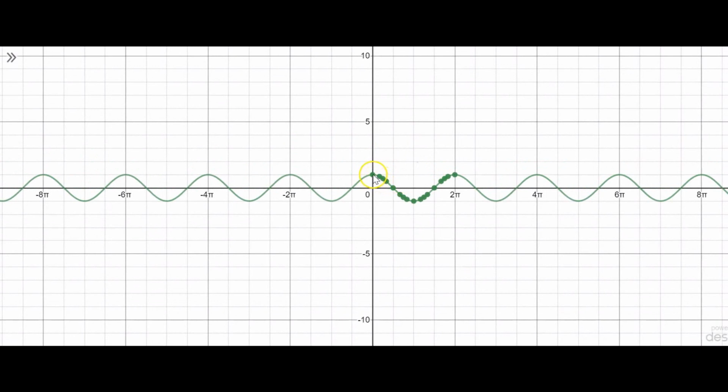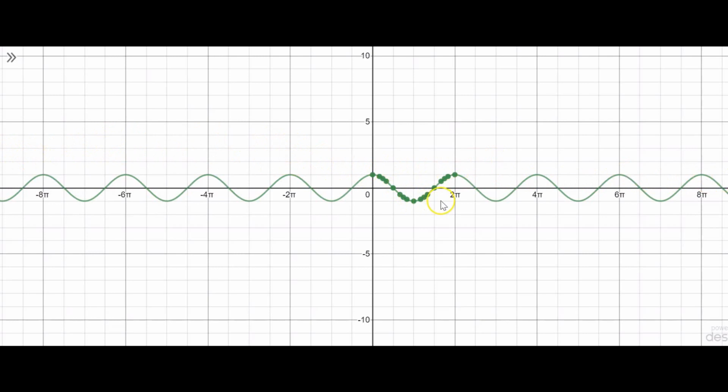Only cosine starts at 1 at the y-axis, starts at 1, and then curves down to -1 and then up to +1. Down to -1, up to +1. Even on the negative side here, it's down to -1, up to +1. And it does that all the way to positive infinity and all the way backwards to negative infinity.